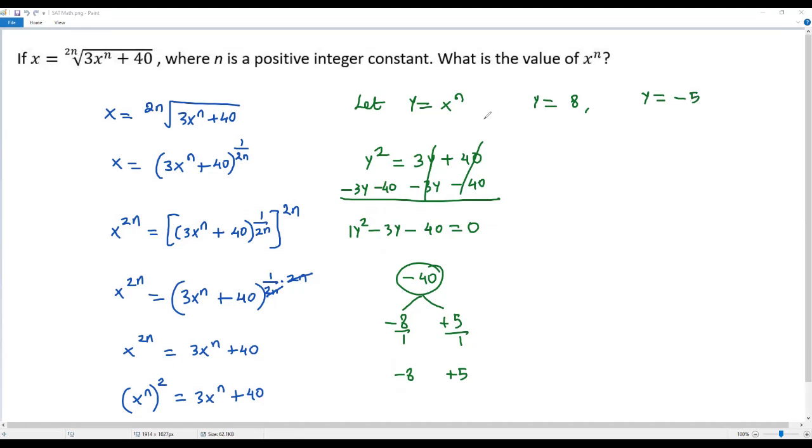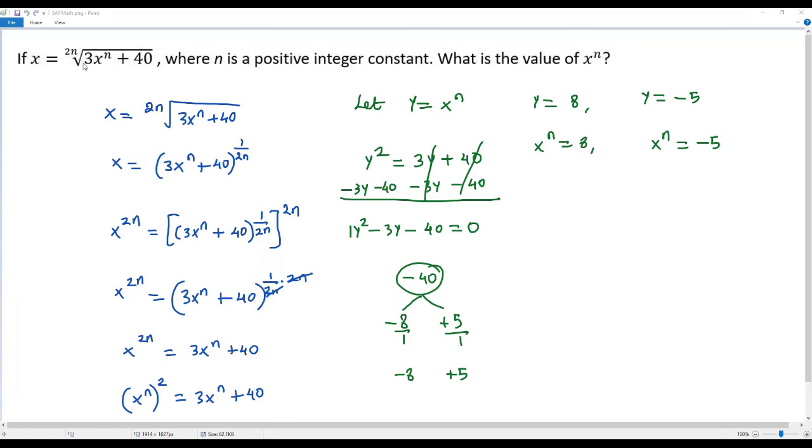Actually, y is a variable taken by us to make the solving process easier. Now we have to replace the y over here and here by the original x to the nth power. Then I'm getting x to the nth power equals 8, and here I'm getting x to the nth power equals negative 5. According to the question, I have to get the value of x to the nth power. Here I got two values for x to the nth power. One is 8 and the other one is negative 5.